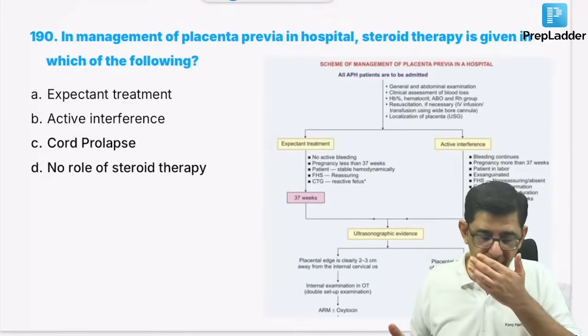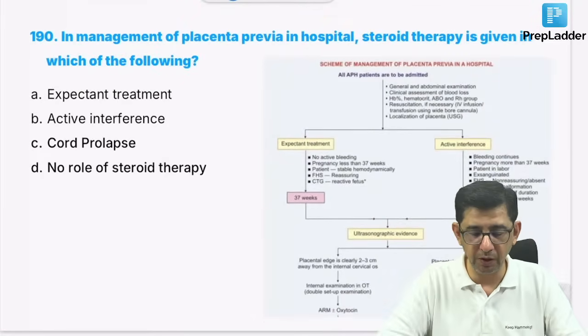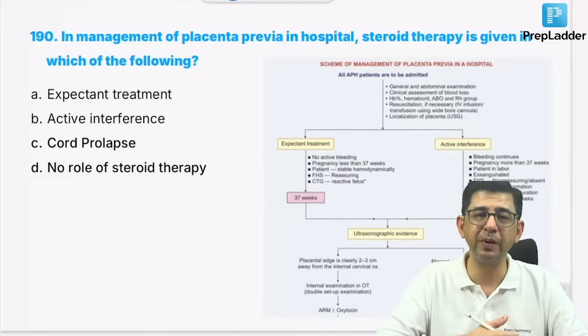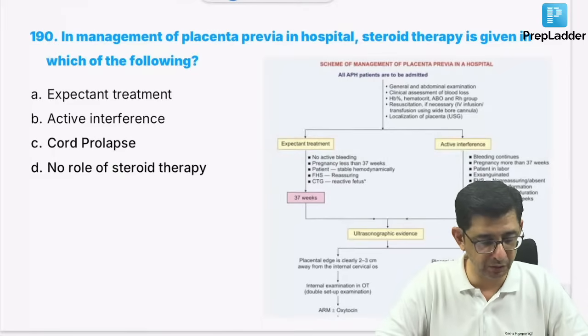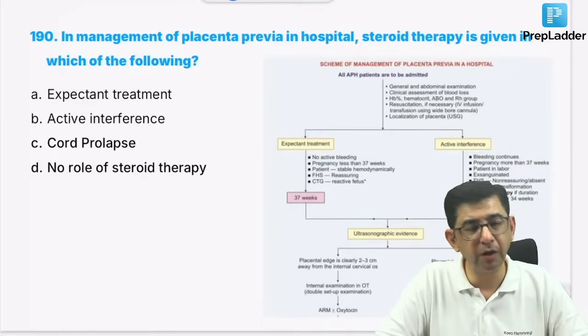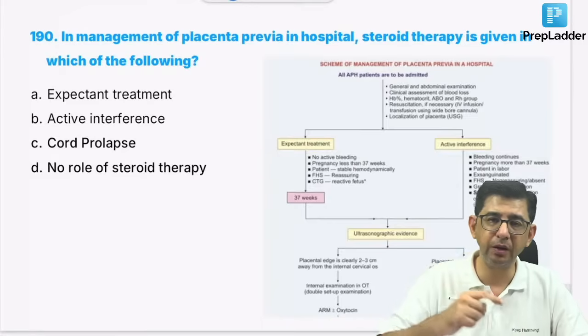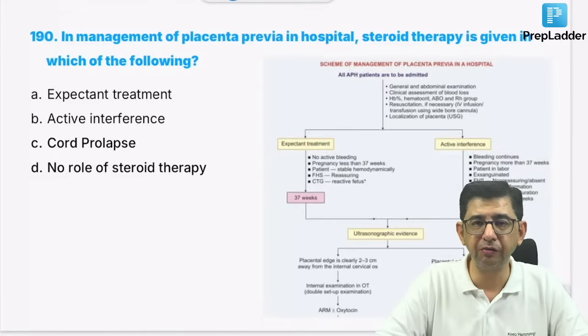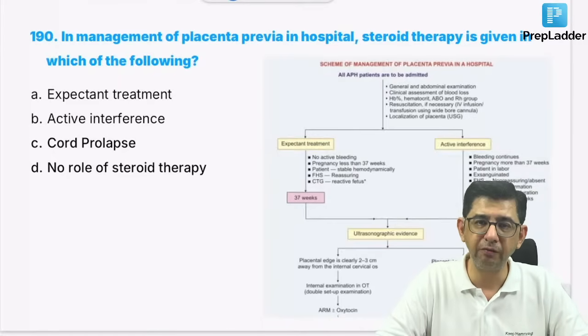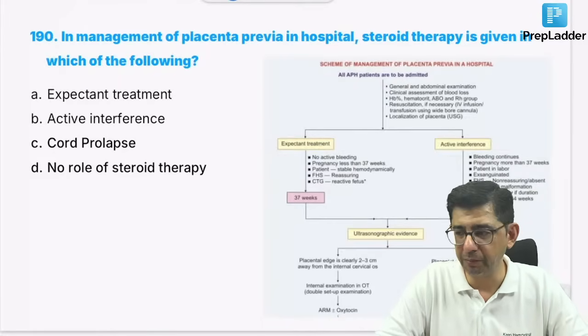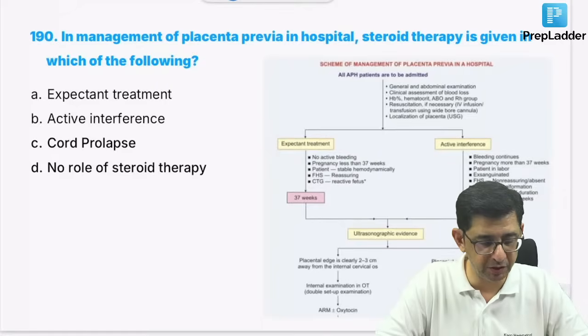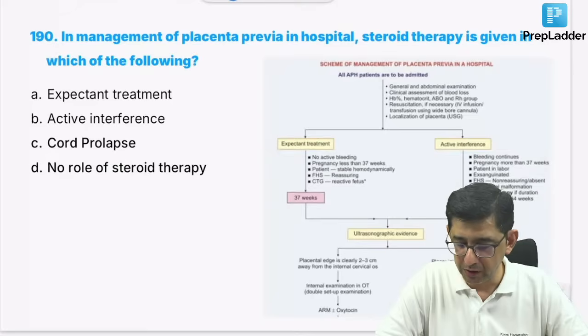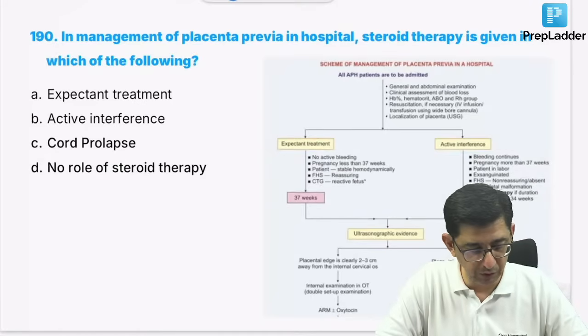Okay, another question on placenta previa. Steroid therapy is given in which of the following? The options are expectant treatment versus active interference only. Yeah, in RH incompatibility, we make a Liley's chart and then decide the level, we'll do a chordocentesis to check the baby's hemoglobin also, so that we know whether he needs an exchange transfusion or not. But then steroid therapy would be given in which of the following?